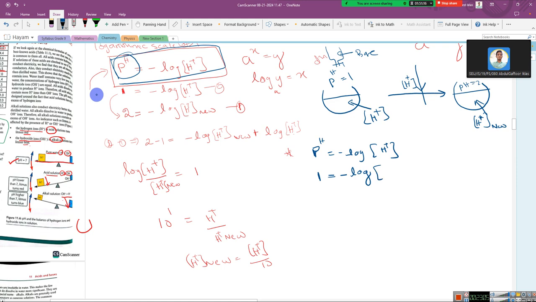Can you tell me why we can put 1 in instead of pH here? For example, y is equal to mx. If you know the value of x, you can find the value of y. So consider m as log and x as the H plus concentration.